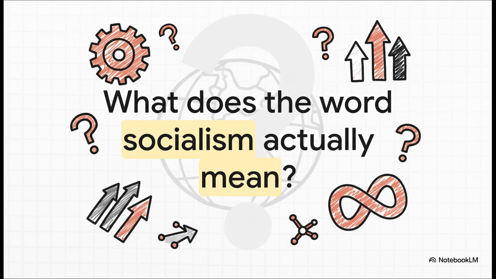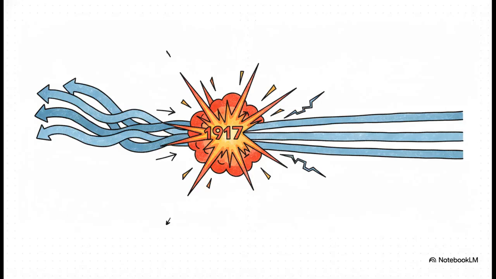So, first things first, what does this word actually mean? You hear it thrown around constantly, a lot of times as a political weapon, and its definition can feel, well, pretty slippery. Is it an ideology, a movement, an economic system? The answer is kind of all of the above, which is exactly why we need to be crystal clear about what we're talking about. You know, what's really fascinating is that for a long time, words like socialism, communism, and social democracy were basically used as synonyms.